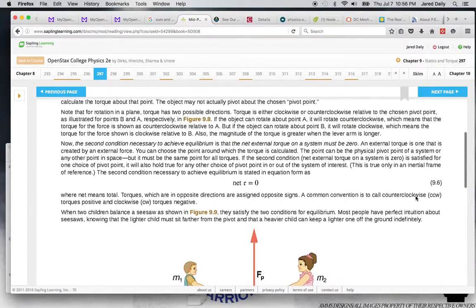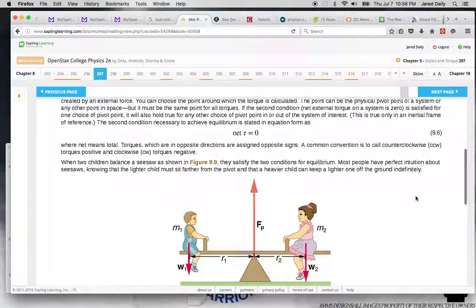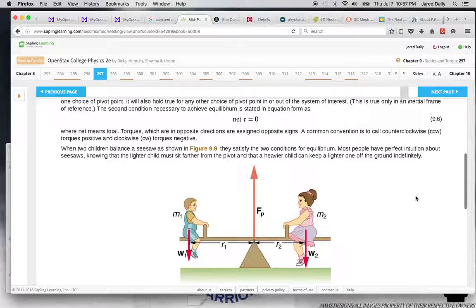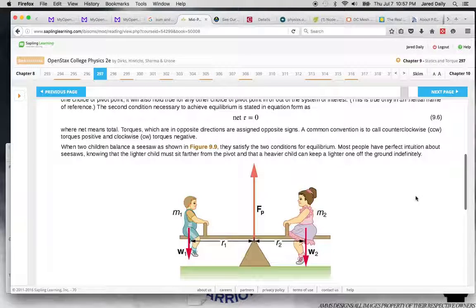The units of torque, of course, since they're force times distance, are going to be Newton meters. In English units, it's pound inches or pound feet or whatever. There are lots of different ones, but there is such a thing as equilibrium with torque as well.